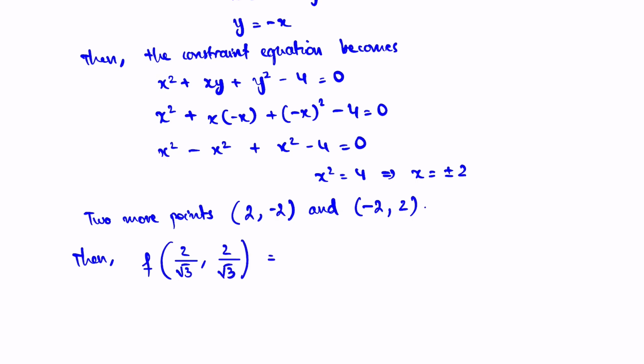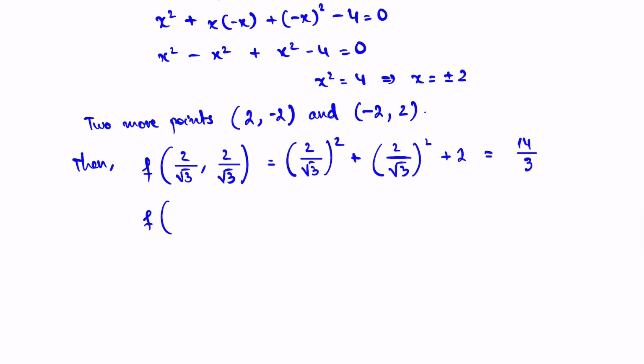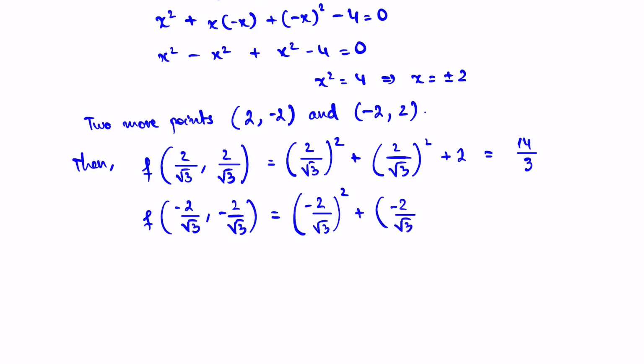We're going to substitute x equal to 2 over square root of 3 and y equal to 2 over square root of 3 into the equation of f. We're going to see (2 over root 3) squared plus (2 over root 3) squared plus 2. And if we do the calculations correctly, we should get 14 over 3. Now for the second point, you have f of (negative 2 over root 3, negative 2 over root 3). We're going to do the same thing, that is evaluate the output at (negative 2 over root 3) squared plus (negative 2 over root 3) squared plus 2, and this should give you 14 over 3.